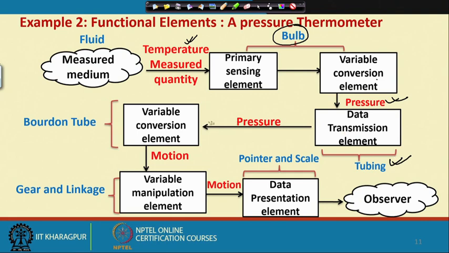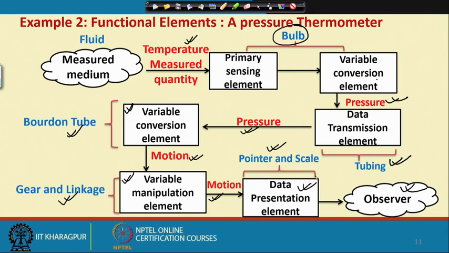Then pressure is transmitted to the Bourdon tube. The Bourdon tube receives pressure as input and gives tip deflection as output, which is a motion signal. So, the Bourdon tube plays the role of variable conversion element. Then the gear and linkage receives this motion as input, gives you motion as output, but magnified. So, the gear and linkage serves the role of variable manipulation element. The output of the gear and linkage goes to the pointer and scale, which presents data to the observer. So, the pointer and scale serves the role of data presentation element.